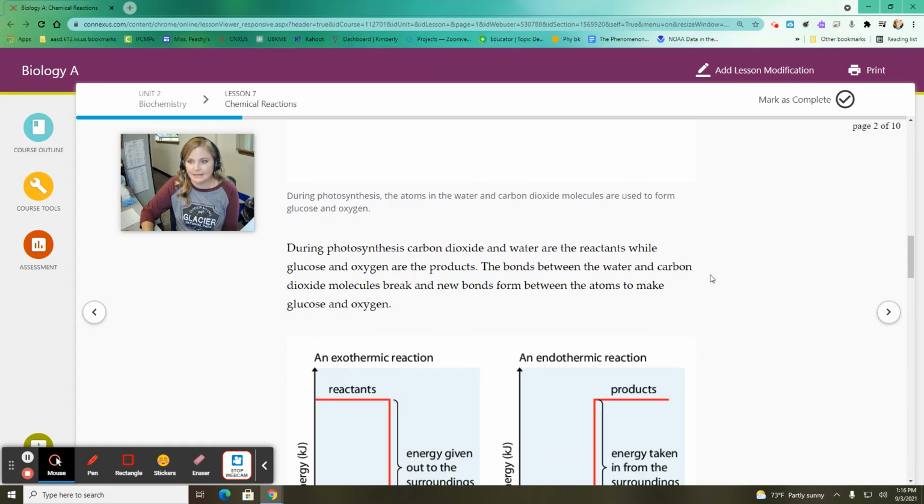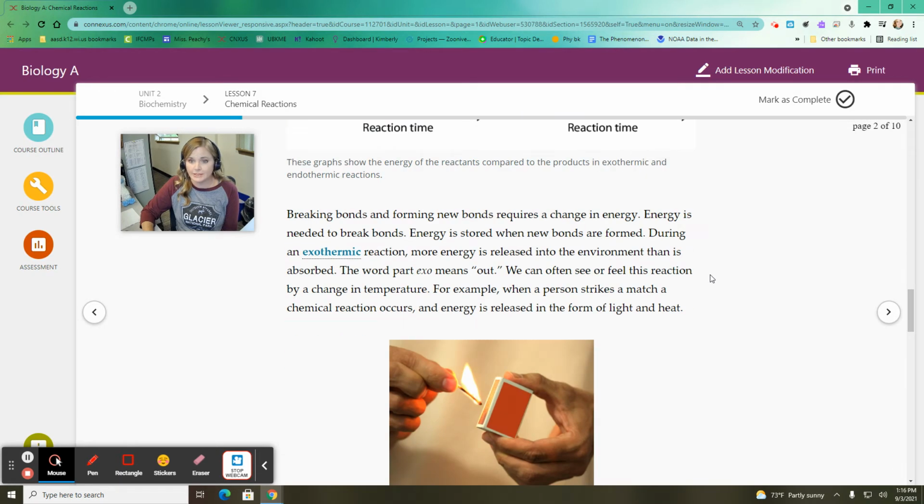Photosynthesis: carbon dioxide and water are the reactants, while glucose and oxygen are the products. The bonds between water and carbon dioxide molecules break and new bonds form. So that's our chemical reaction. Breaking bonds and forming new bonds requires a change in energy. Energy is needed to break the bonds. Energy is stored when the new bonds are formed.